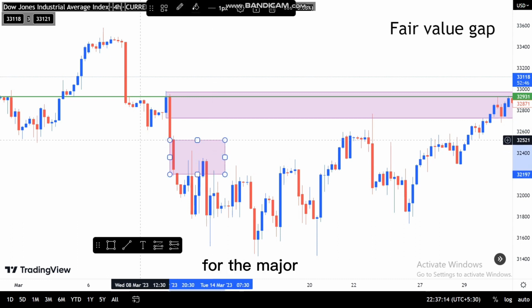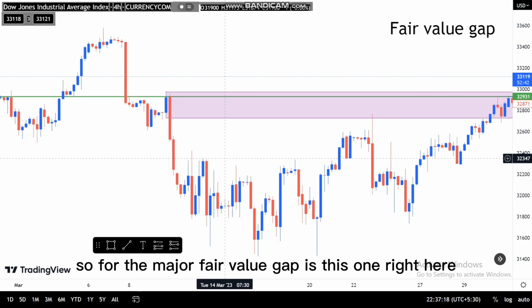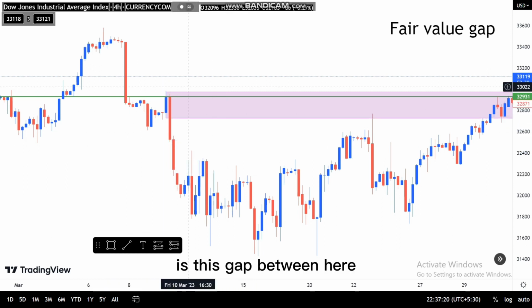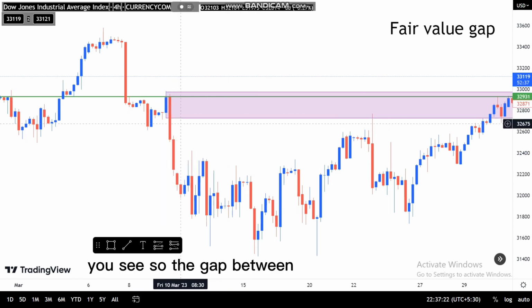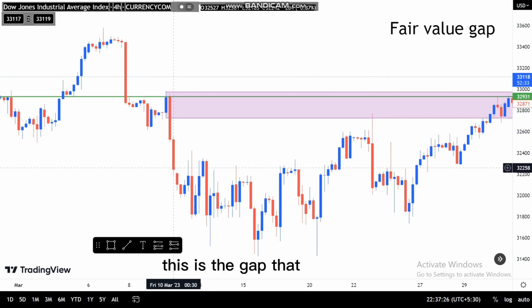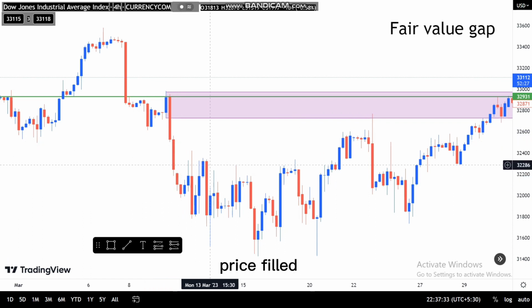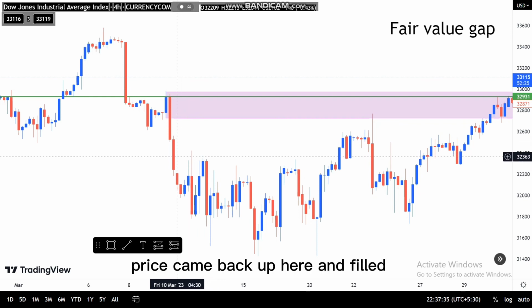So let's go for the major one. The major fair value gap is this one right here. It is the gap between here and down here. This is the gap that had not yet been filled. If you consider just one fair value gap, this one, price filled it. As you can see, price came back up here and filled it, but with one candle.